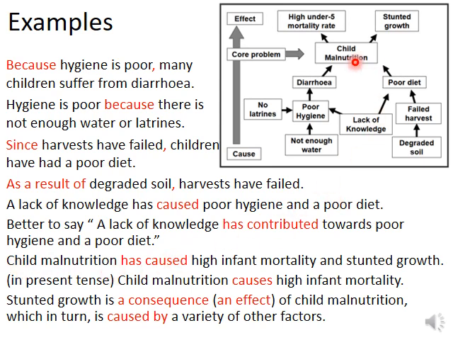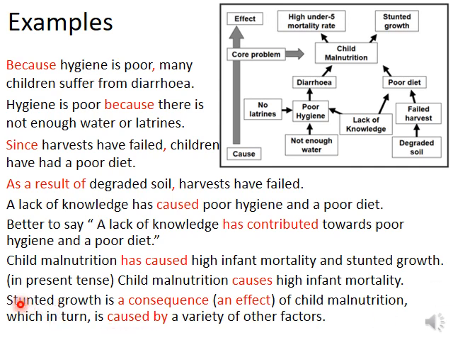Again, a further example, we're looking at child malnutrition here. So this is the core problem, and it has two effects: high mortality and stunted growth. Child malnutrition has caused high infant mortality and stunted growth. Or we could say it in the present tense. Child malnutrition causes high infant mortality and stunted growth.